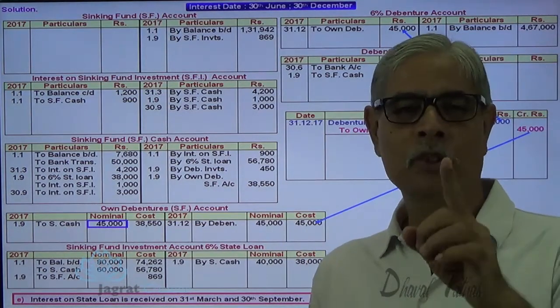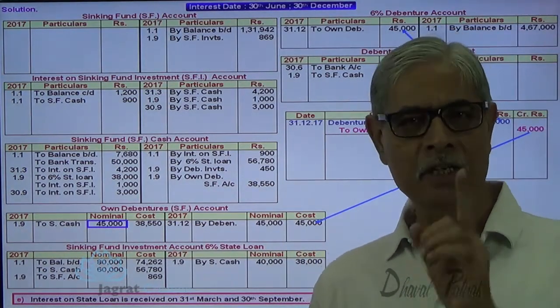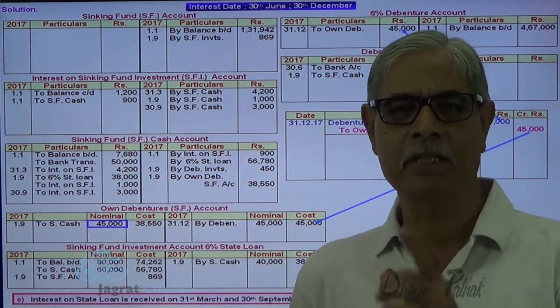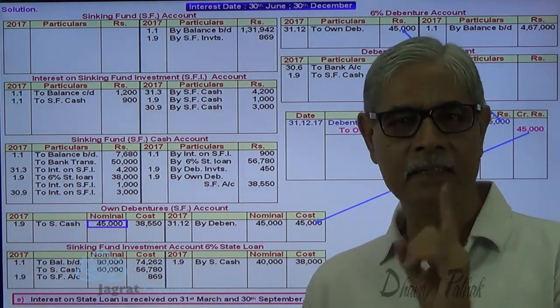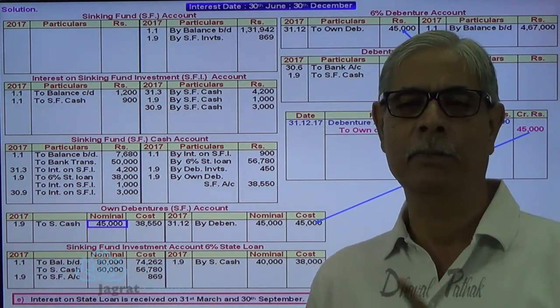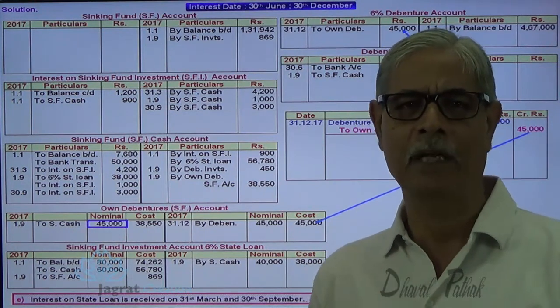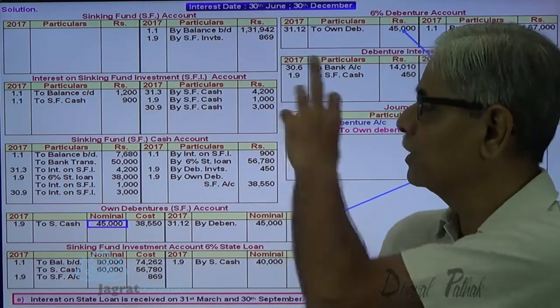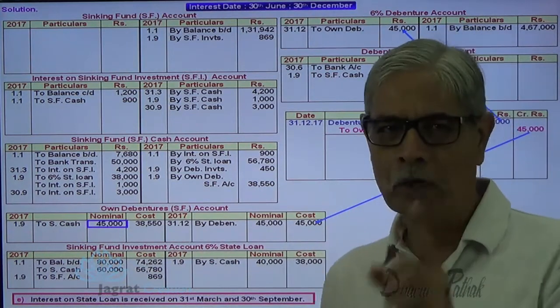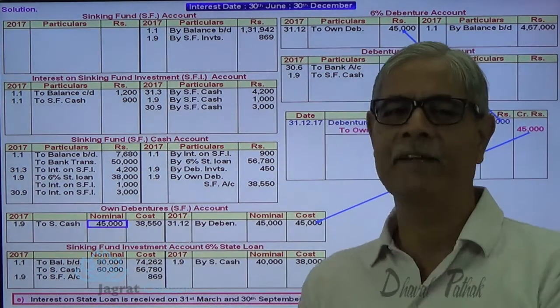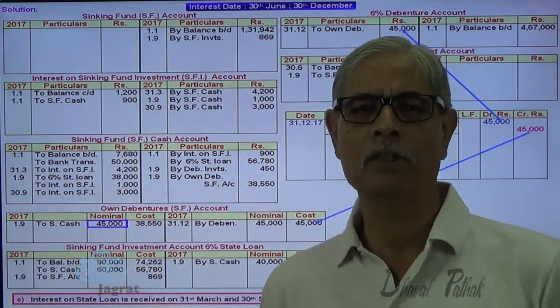So there is a profit on cancellation. Generally, profit on cancellation of debenture is transferred to capital reserve. But in this sum, profit on cancellation of debenture will not be transferred to capital reserve, but it will be transferred to sinking fund because this own debenture is a sinking fund investment. That's an important point to be understood by the students.